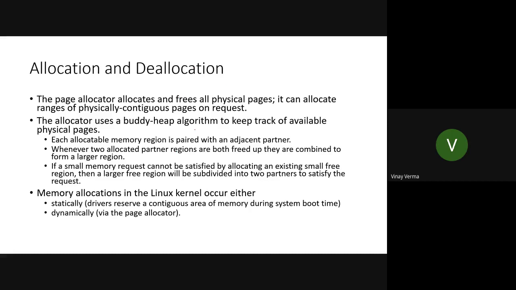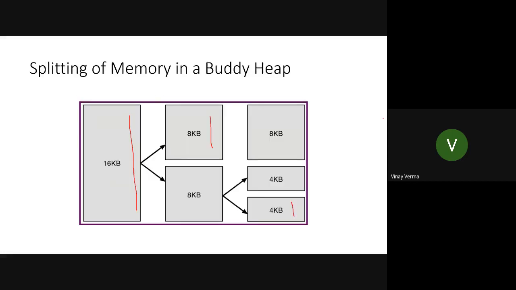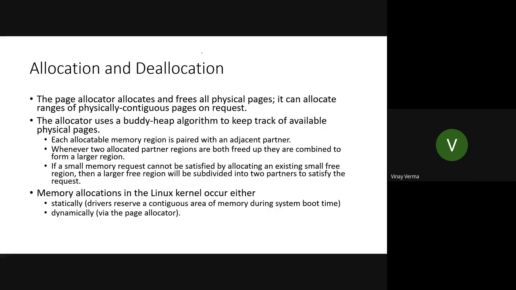Okay. So this buddy heap algorithm will be used for further purposes. The page allocator allocates and frees all the physical pages. It can allocate ranges of physically contiguous pages on request.